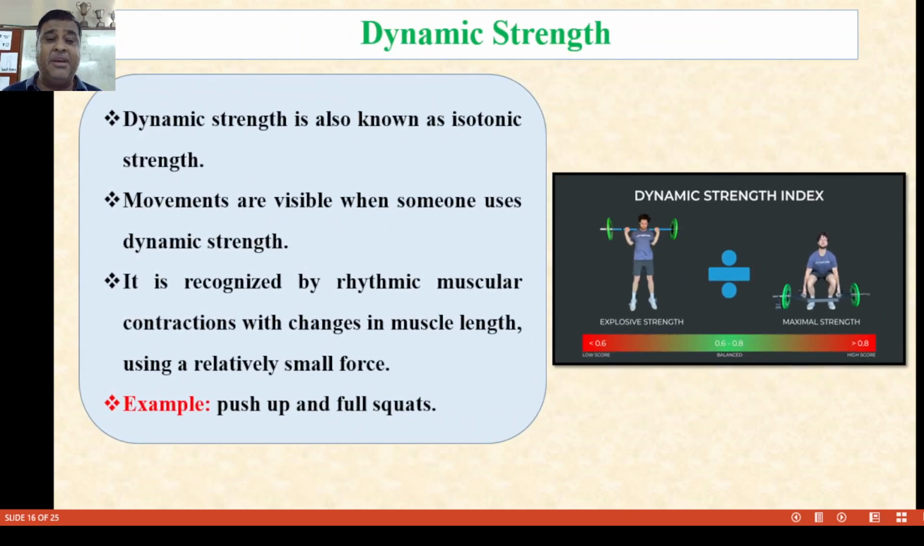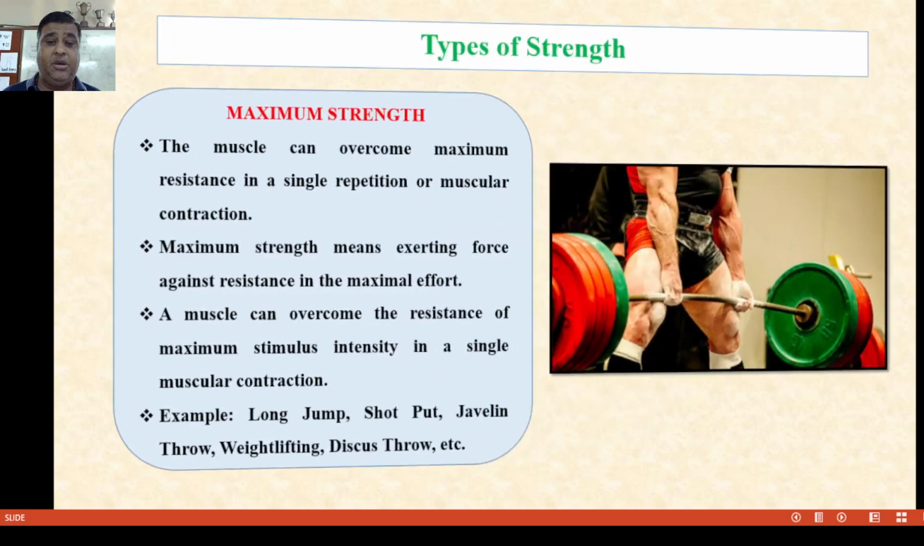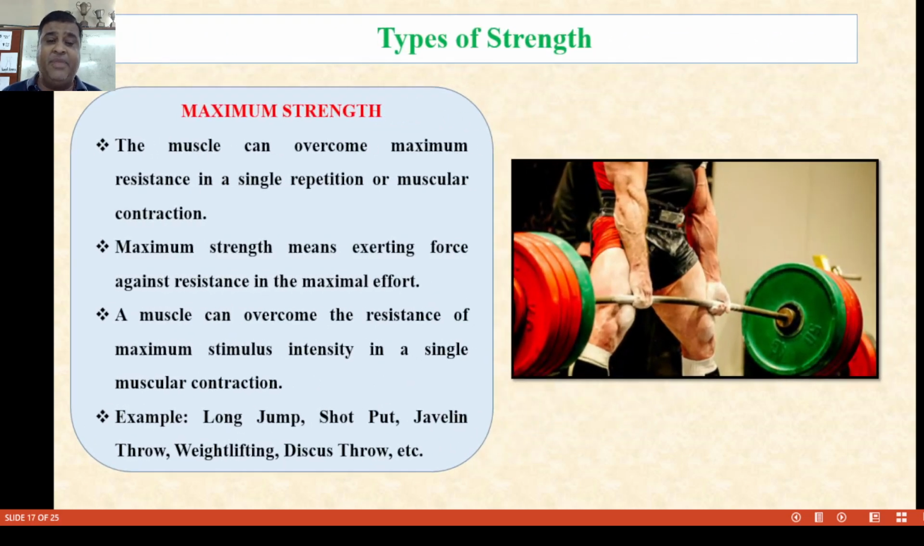Now next is dynamic strength. Dynamic strength is also known as isotonic strength, where the muscle length can be increased and decreased. It means sometimes the muscles are relaxed and sometimes they are contracting, and this is called dynamic strength. It is recognized by rhythmic muscular contraction. It changes muscular length using relatively small forces. Examples are push-ups and full squats. Now let us discuss the types of dynamic strength.